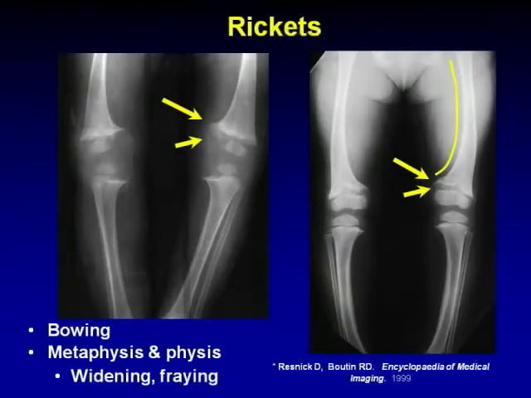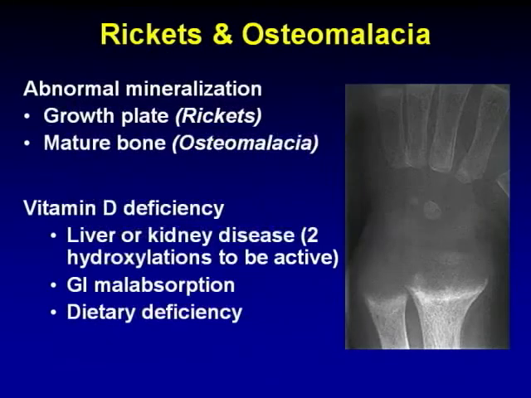Note the bowing of the long bones. And at the metaphysis and physis, we have widening and fraying. Now, with both rickets and osteomalacia, there's abnormal mineralization. In kids, the target is the growth plate. We call that rickets. Whereas in adults, it's the mature bone that is affected, and we call that osteomalacia.